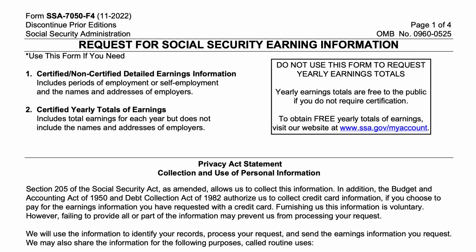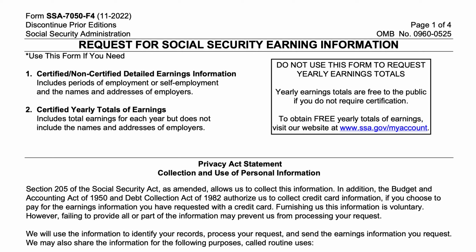information. And this would include periods of employment, periods of self-employment, and the names and addresses of employers that reported your earnings during the time that you worked for them. Or if you need a certified annual total of your earnings. In this case, this would include the total earnings for each year, but not necessarily the names and addresses of the employers that reported your earnings.